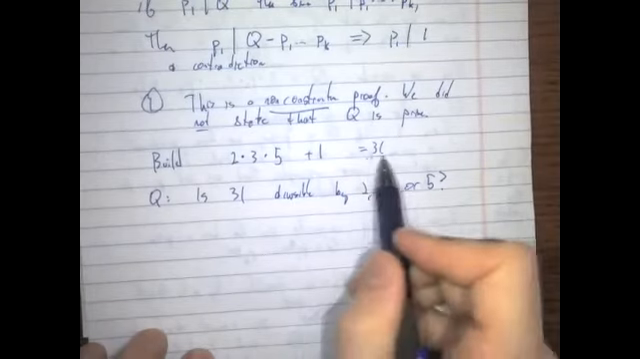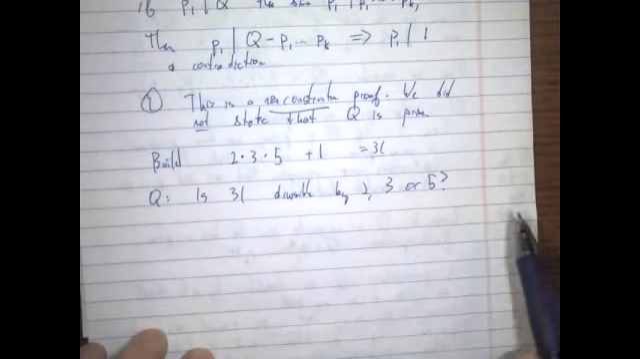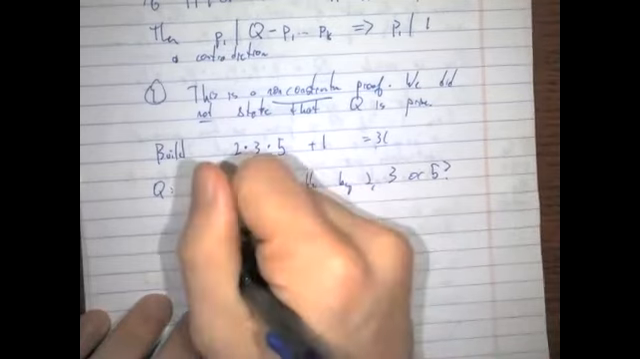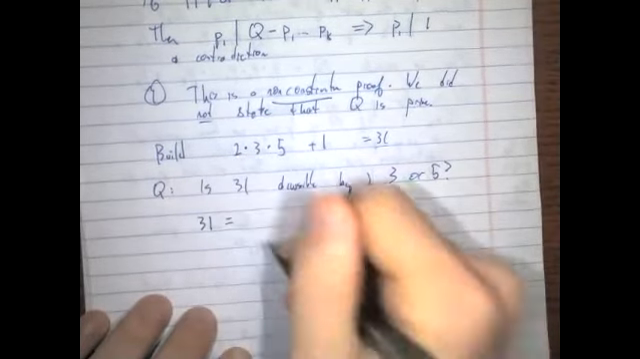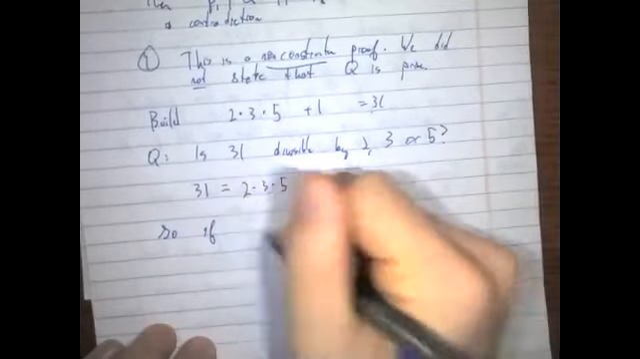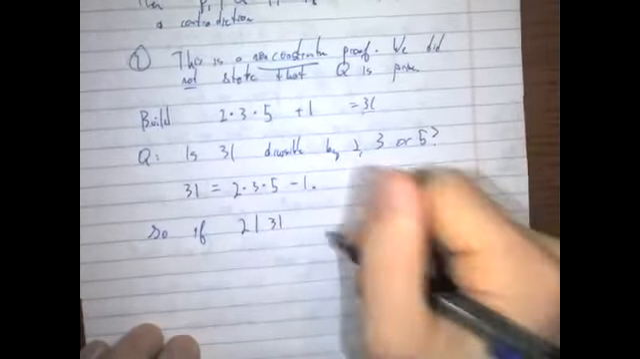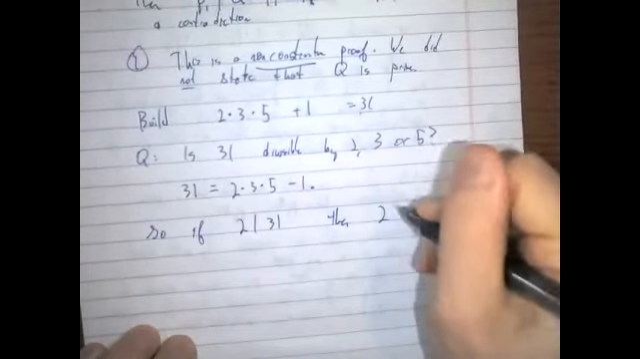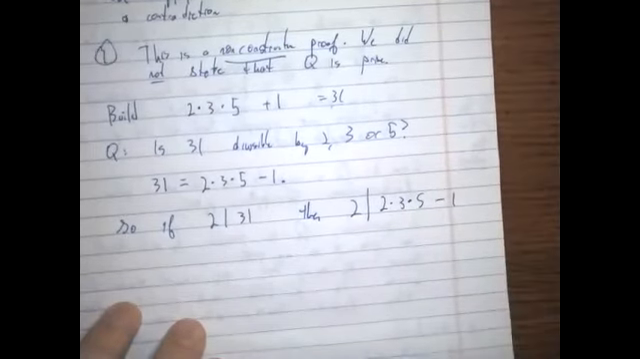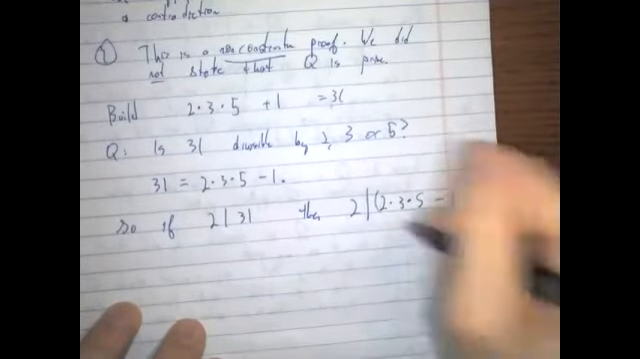Well, on one hand, you can just look at it and say 31 is not divisible by 2, 3, or 5, but maybe a better reason is that 31 is equal to 2 times 3 times 5 plus 1. So if 2 divided 31, then 2 would divide 2 times 3 times 5 plus 1, this whole thing.